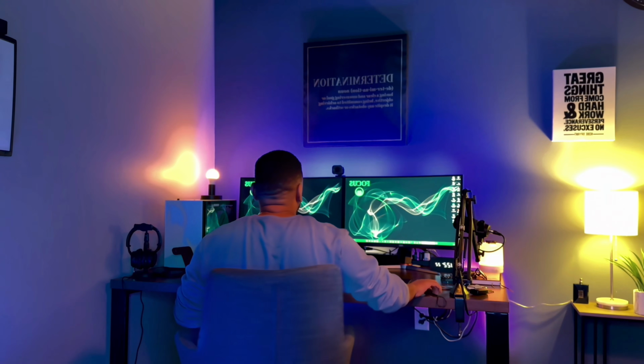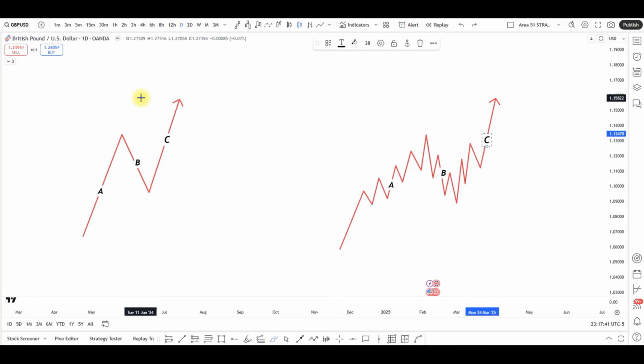Let's get into the charts. To understand this better, we're going to start with an illustration, and then we're going to go to the real chart and do this step-by-step process. First things first, here we have a hypothetical structure of how an uptrend move looks on the higher time frame.